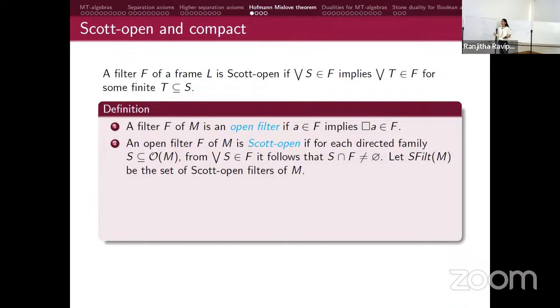An open filter is Scott open if for each directed family S of opens, the join of S in F implies that S intersection F is non-empty. And I'm going to call the collection of Scott open filters SFilt of M.